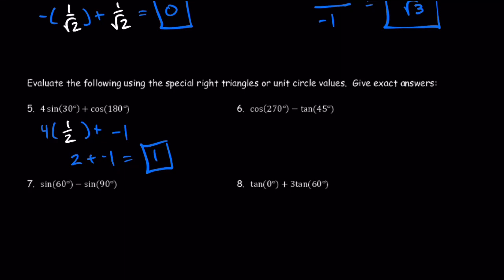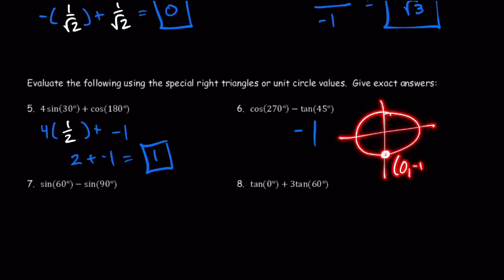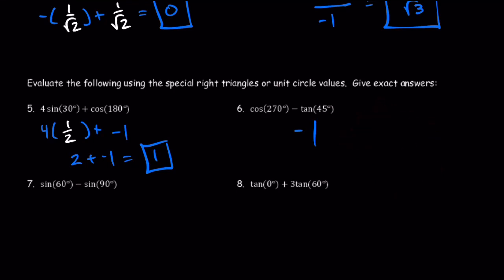Next, I got cosine 270 minus tangent 45. To me, tangent 45 is one of the easiest ones to memorize. That's a 1. Cosine of 270, think about where 270 is right here. That coordinate is 0, negative 1, and cosine is the x value, 0. 0 minus 1 equals negative 1.